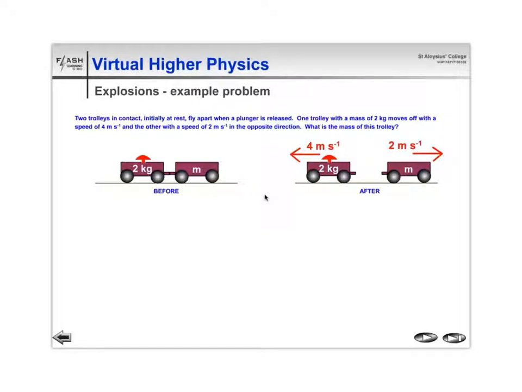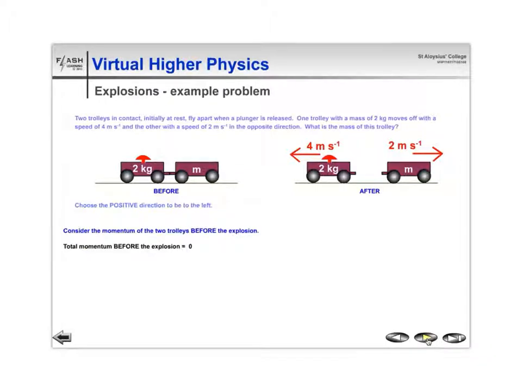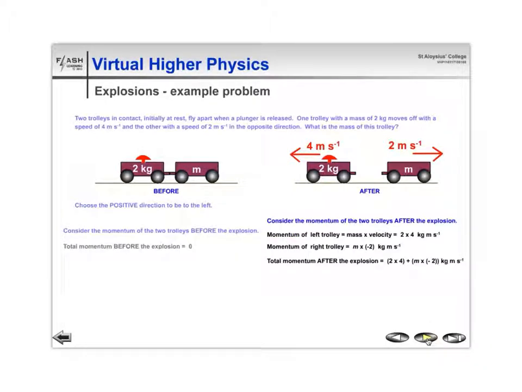If we look at a worked example of an explosion, you've got two trolleys stuck together, one has an unknown mass, and then we've got them springing apart afterwards. Looking at before the collision, the total momentum is 0, that's straightforward enough.